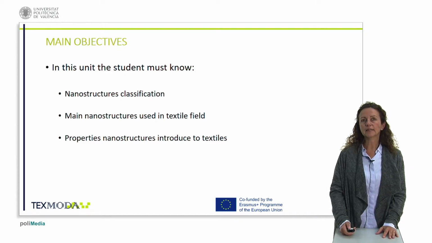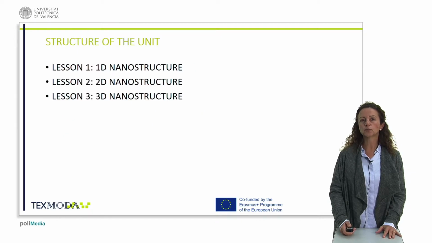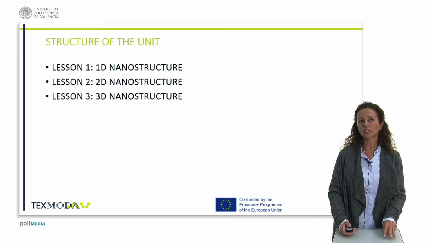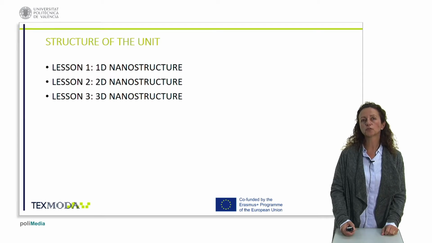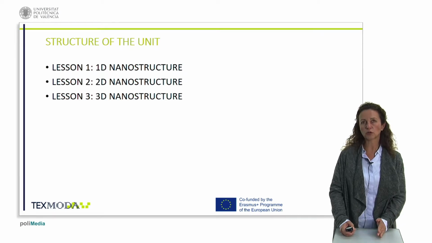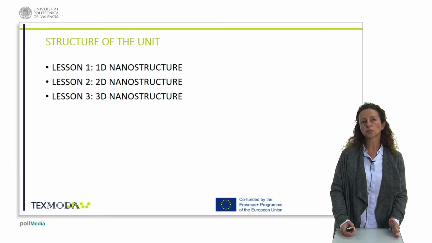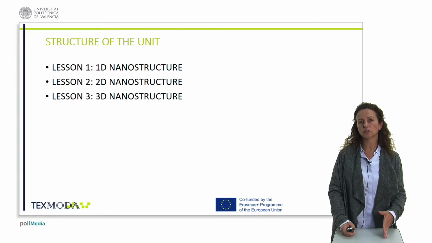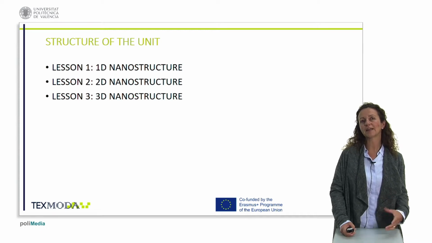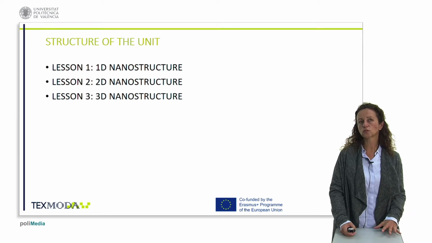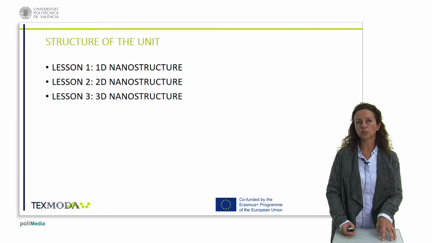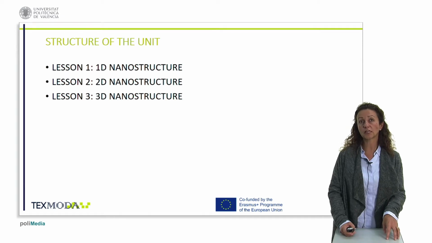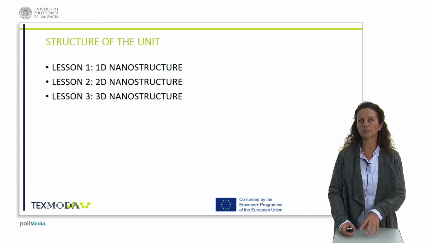Well, the unit is divided into 3 lessons. The first lesson is going to talk about 1D nanostructures, it means one-dimension nanostructures, and we will introduce the classification because nanostructures are divided into 1 dimension, 2 dimensions, and 3 dimensions which are nanometric. Okay, so the first lesson will be focused on nanostructures with 1 nanometric dimension.